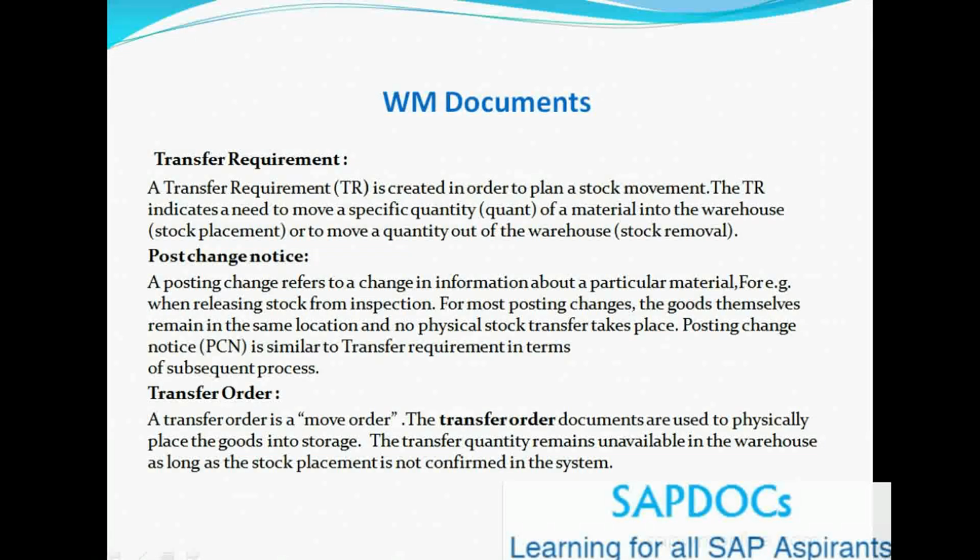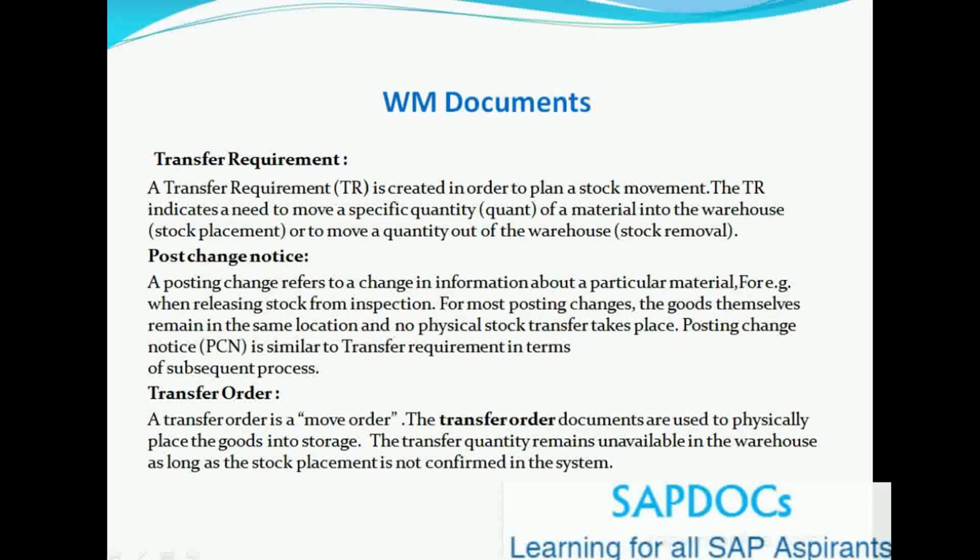After having an idea of the stock category and the stock statuses, we have some important new documents that would come into picture in SAP WM. Let us see what are they. We have something called the transfer requirement. Transfer requirement, or a TR, is created in order to plan a stock movement. The TR indicates a need to move a specific quantity of a material into the warehouse for stock placement or to move a quantity out of the warehouse for stock removal.